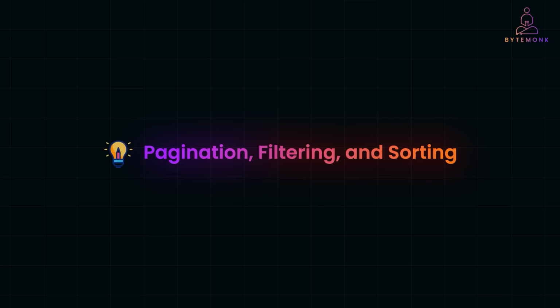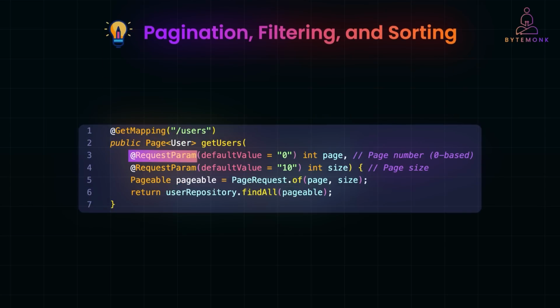Here is a simplified Spring example using Pageable. Here, the @RequestParam annotations let clients specify the page number and size of each page. Spring Data JPA then handles the pagination for us. We get back a Page object that contains the current page of users, as well as metadata like total pages and total elements.